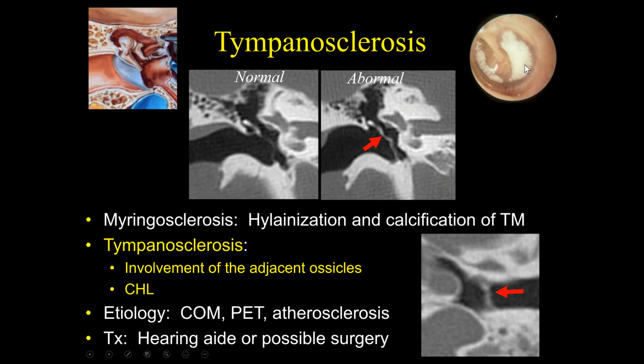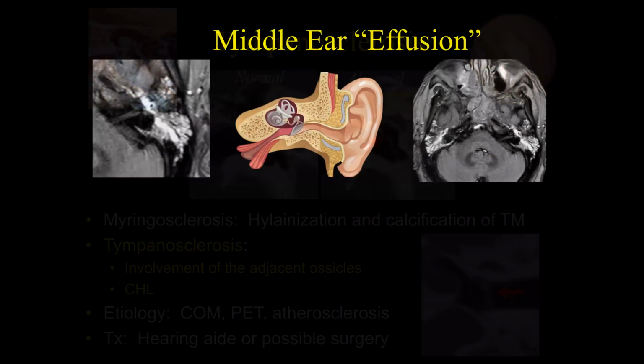On the upper right-hand image is calcification here involving the tympanic membrane. Realize that what we see on the right is actually myringosclerosis. This is hyalinization and calcification of the tympanic membrane. True tympanosclerosis has to involve the tympanic membrane and the adjacent ossicles, as is seen here on the bottom right. So true tympanosclerosis is involvement of the ossicles, whereas if the calcification only involves the tympanic membrane, then that is referred to as myringosclerosis. The etiology is oftentimes due to chronic otitis media. It can be due to prior pressure equalization tube, and it has been reported in some patients with atherosclerosis.